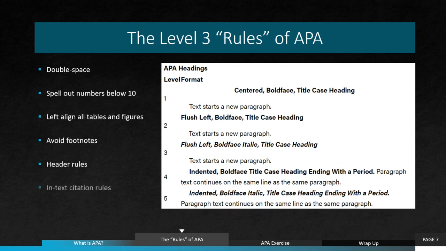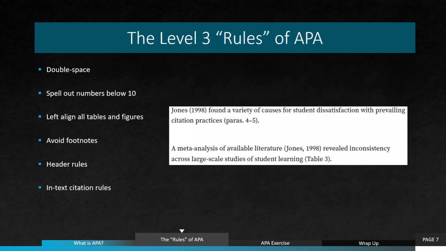Next, in-text citation rules. You always include the year of a study's publication directly after the author or the author's names. Regarding page numbers, you put a p. and then the number, unlike MLA where you only put the number of the page you are citing from.